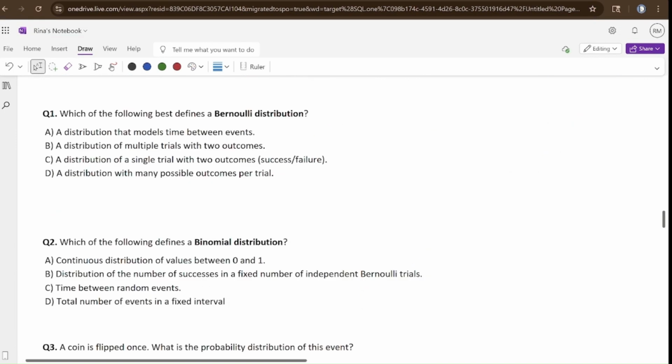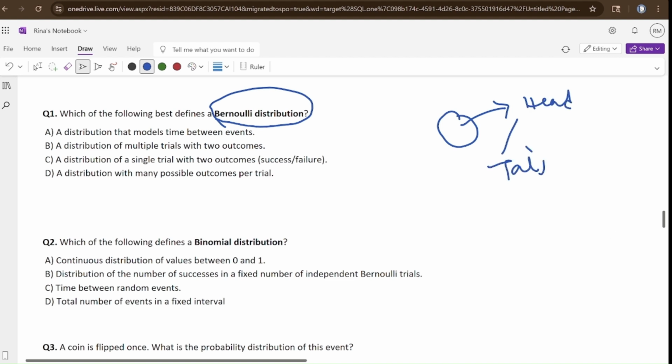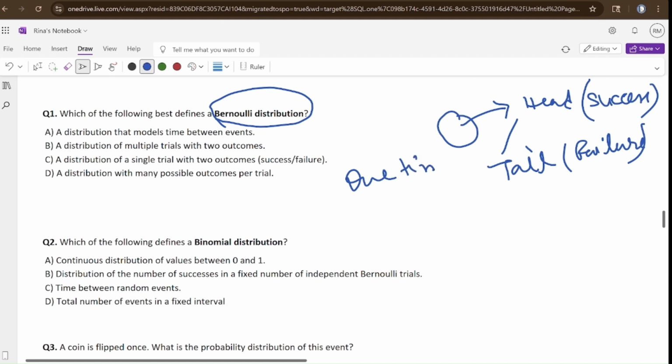So today we are going to discuss some questions from the distributions of probability. Okay, first question. Which of the following defines a Bernoulli distribution? What is a Bernoulli distribution? If you throw a coin, you will either get head or you will get tail, right? So we can say either success or failure. And when the trial is done only one time, so it is one time and two outcomes. That means this is a Bernoulli distribution.